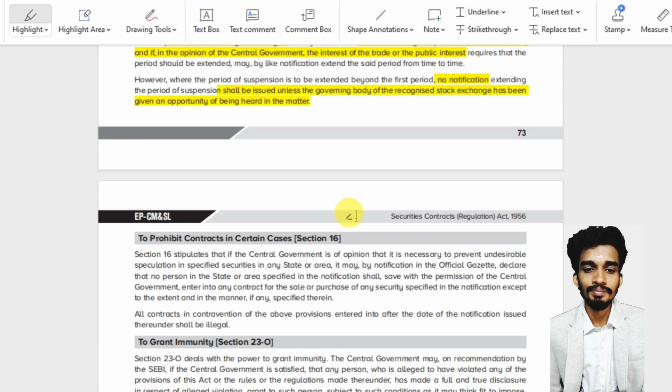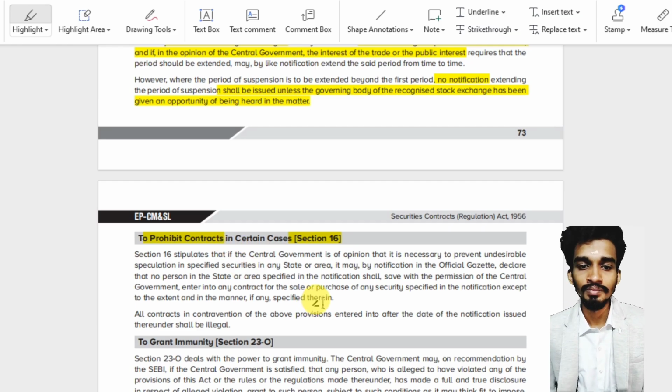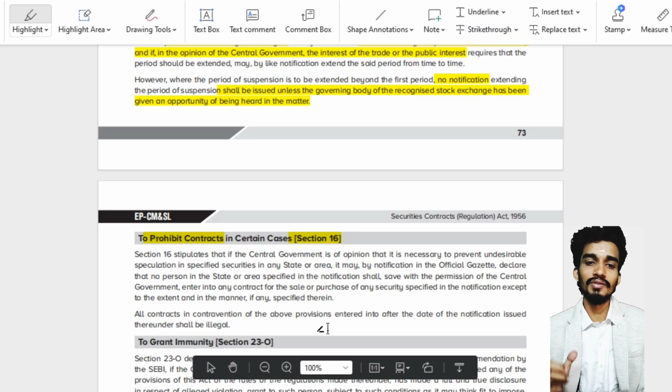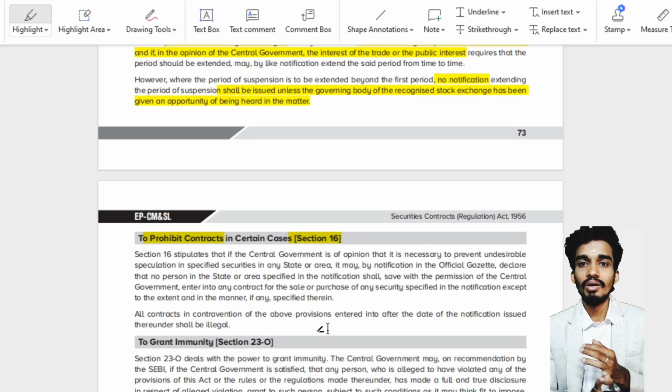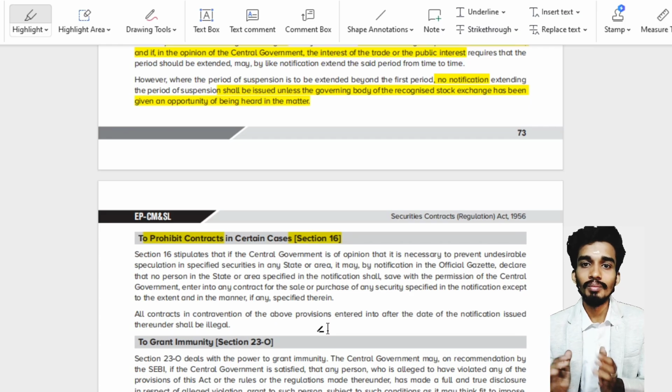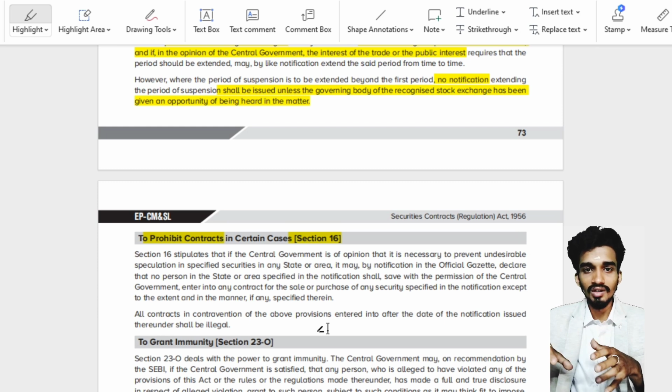And your section 16. Section 16 talks about prohibited contracts. Section 12 talks about your entire stock exchange, but here they specifically deal with the contracts. Specific contracts like equity or debentures or bonds, they are specifically prohibiting because of any emergency, or if there are any irregularities in some specific state or specific country, they can prohibit any transaction.